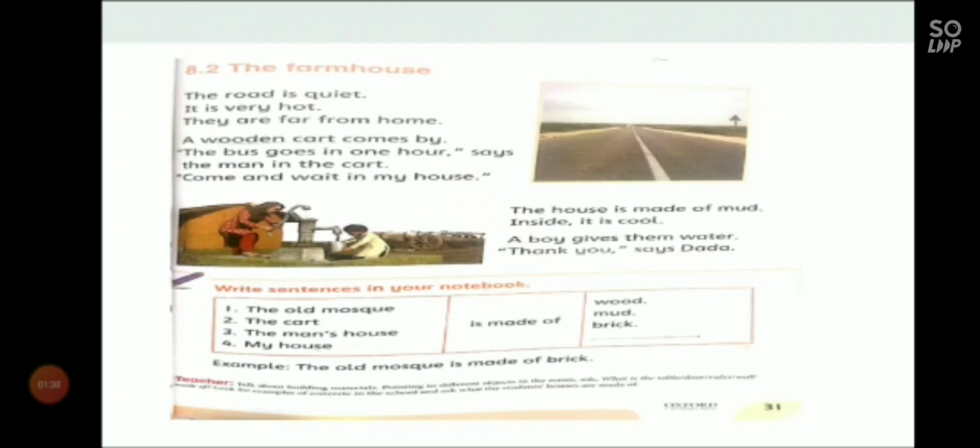So my dear students, I hope you have understood about different materials, that houses and other buildings are made of mud, sometimes wood and bricks, and you got to know that plastic is the modern material. The people who live in the village, their lifestyle is different, the things that they use are different, and the materials from which they build their things are totally different from the things that are used in the city.